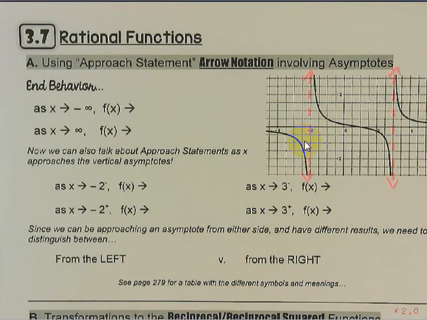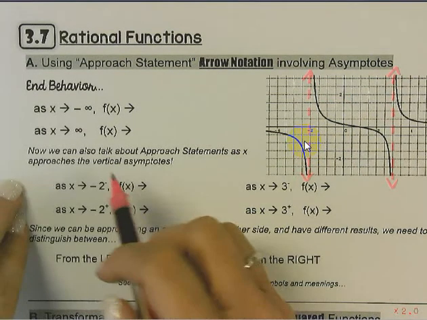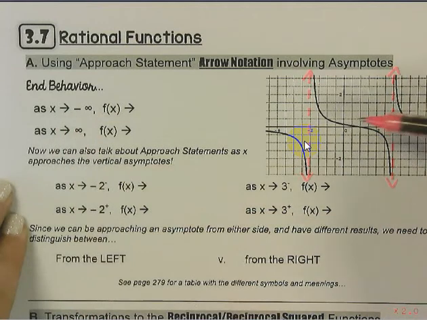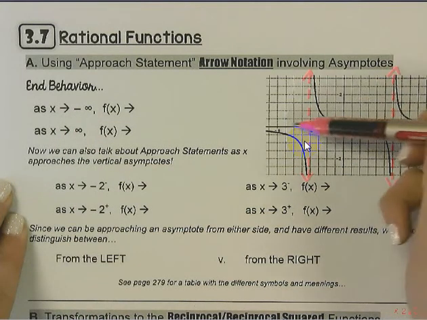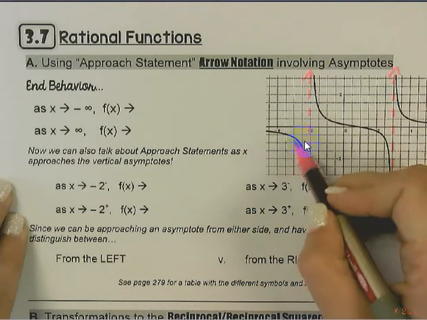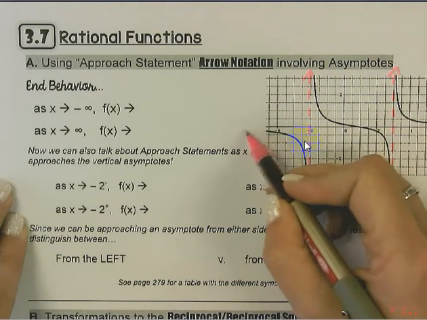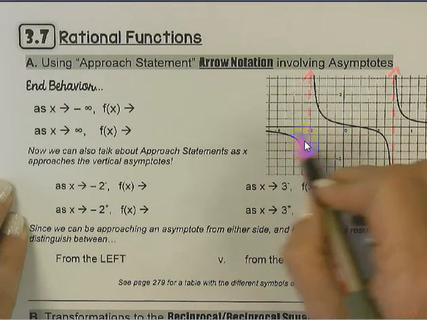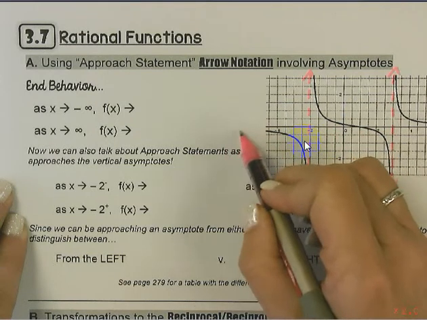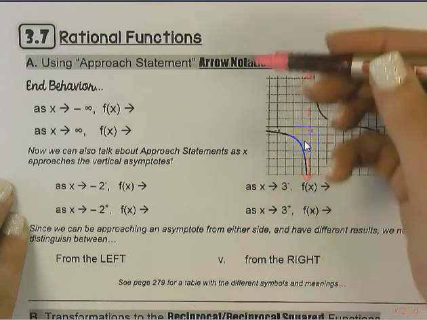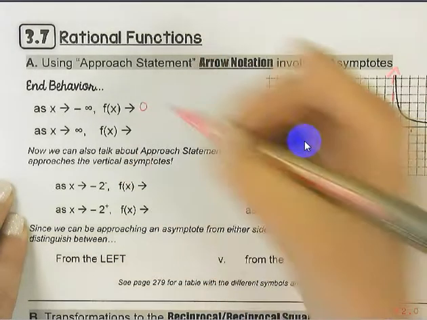All right? So as we look at these approach statements, let's see if we can fill these in. As x approaches negative infinity, we're trying to find out what this function is doing as we head off here to the left. Well, if you can imagine this graph, it looks like it's getting closer and closer and closer to the x-axis. It's not going to ever touch because there is an asymptote there, but it's getting closer. So the y value that it's getting closer to is 0.